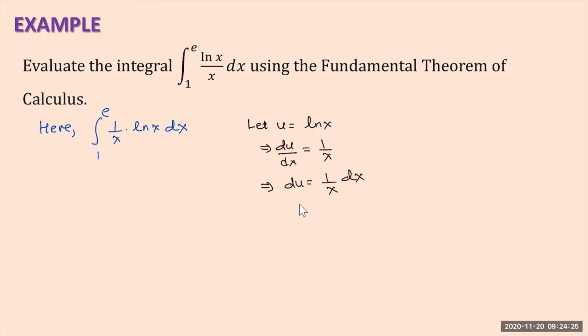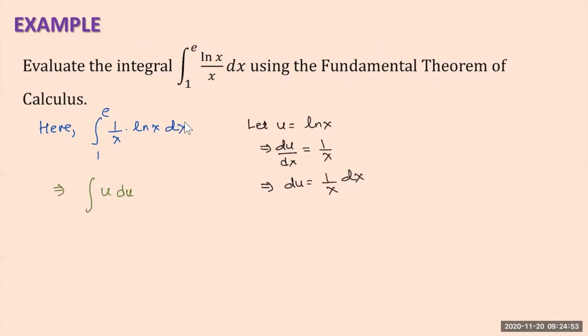Now we are going to make this substitution over here. If we make that substitution, let's see what we get. Natural log x is u, so that is u. And then 1 over x times dx is du. So we change the integral, which is given in terms of x, to a new integral in terms of u.